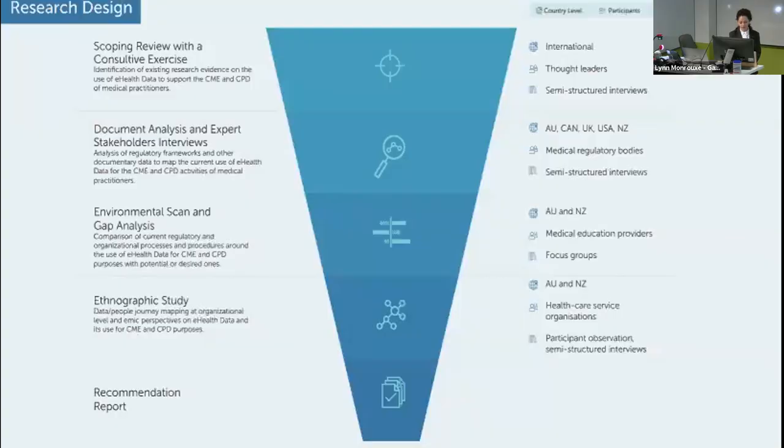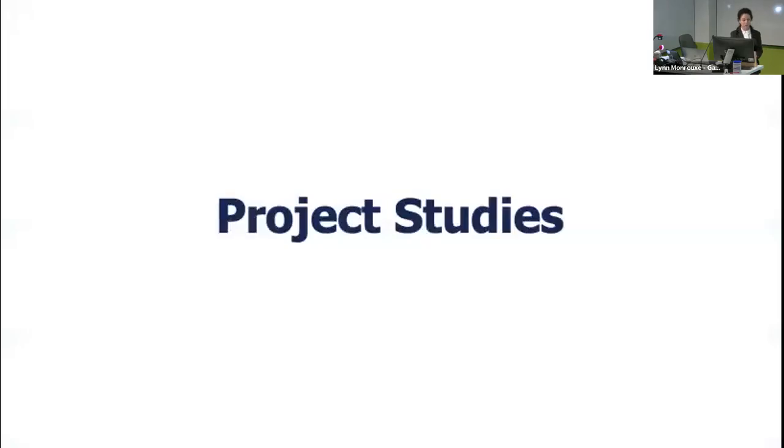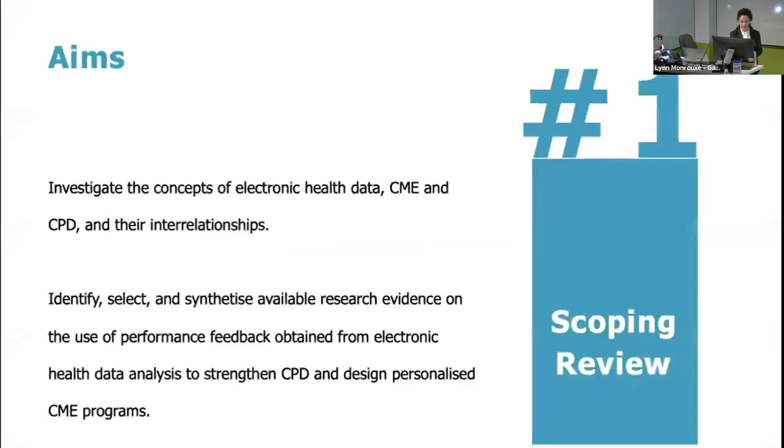Speaking of the research design, you can see it here for the whole research project. And I would like just to give you a couple of tips on how to read the funnel diagram. On your left, you can find the 4 studies I am going to conduct, and on your right, you can find the country level, the participants, and the research methods selected for each study. Considering that this funnel diagram is probably too little to read properly, I am going to explain a little bit better the different project studies, starting with the first one.